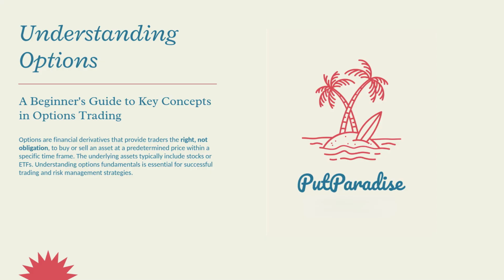So we also want to think about what kind of assets these are. These would typically include stocks, ETFs, commodities, and other alternative assets that we try to trade, like real estate and bonds and oil, Bitcoin, alternative commodities, things like that. Understanding options fundamentals is essential for successful trading and risk management strategies, and we're going to get into that in this lesson.